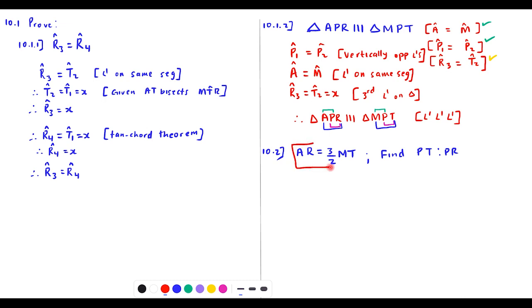Now in your questions, you just need to understand that in proportionality, similarity, or just in Euclidean geometry in general, you will never be given something that says AR is equal to 3 over 2 MT. This is just a confusion, right? Because in similarities and proportionality, we're talking about ratios. So if you get something like this, the first thing that you do is write this as a ratio. So what do I mean by this? I mean that AR is equal to 3 over 2 MT. You need to write it as AR over MT is equal to 3 over 2, right?